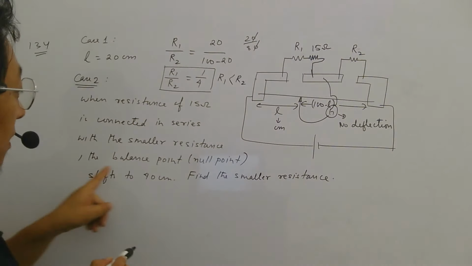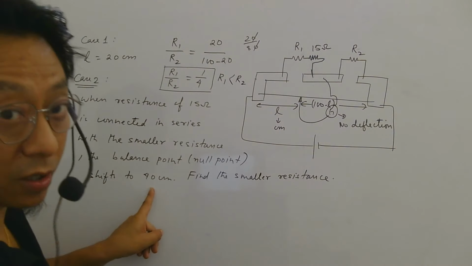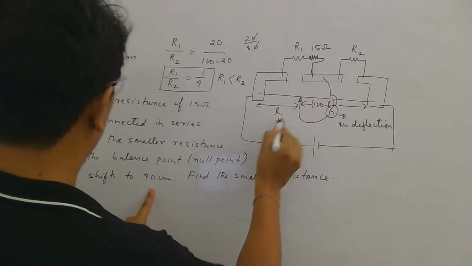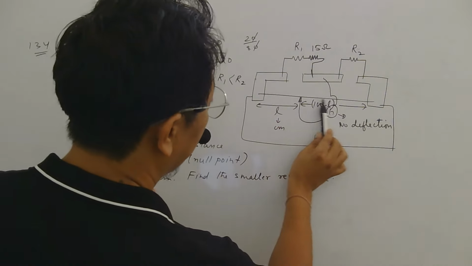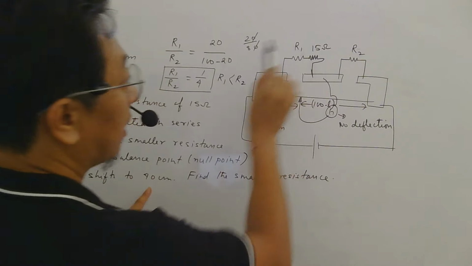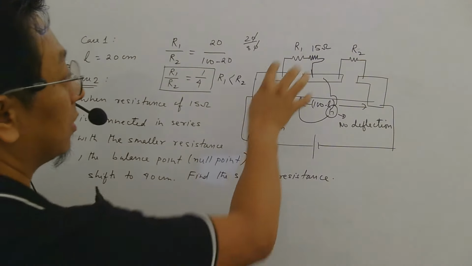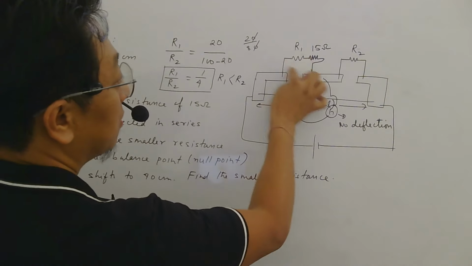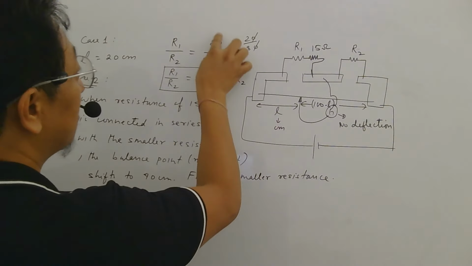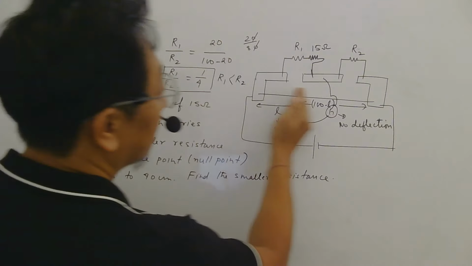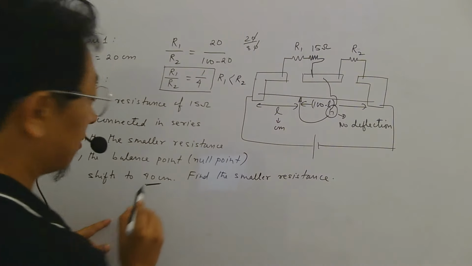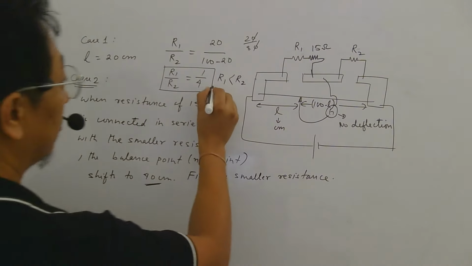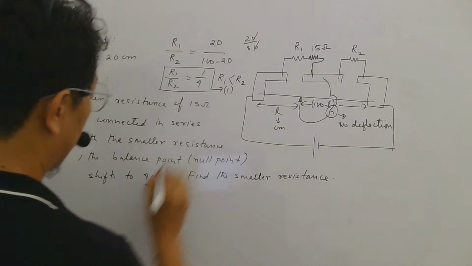So now the balance point shifts to 40 centimeter. From 20 centimeter it will shift because this resistance became slightly more, right? Before it was R1, now it is R1 plus 15. So if this resistance increases, this balance length will also increase. So now it is 40 centimeter. So for case 1, this is equation 1.